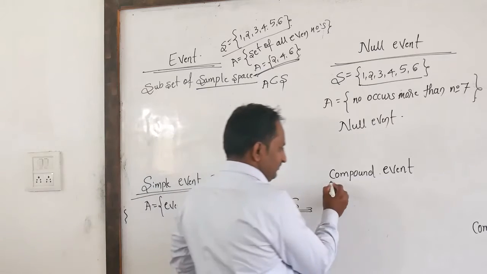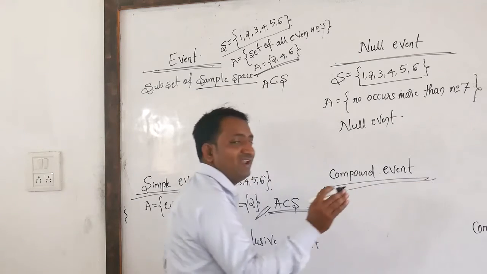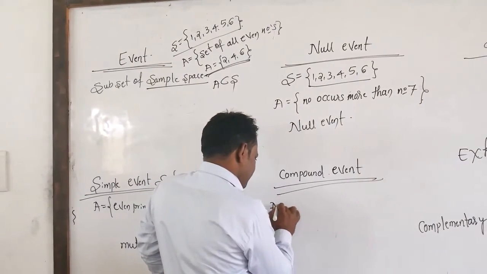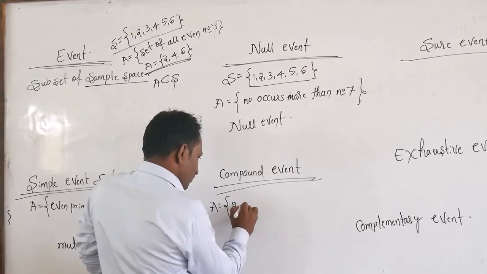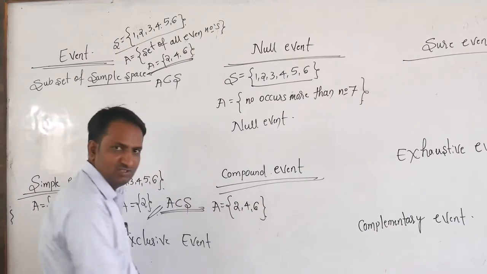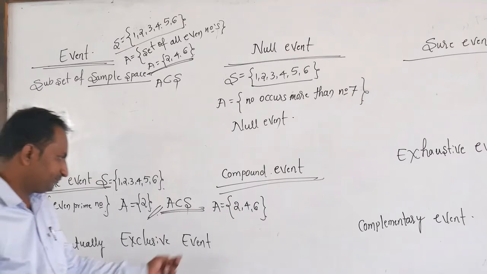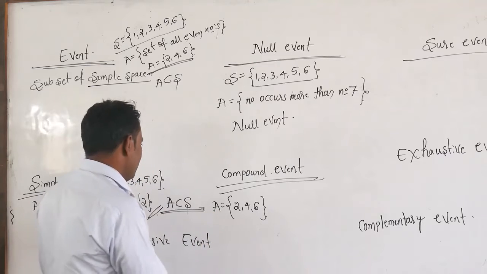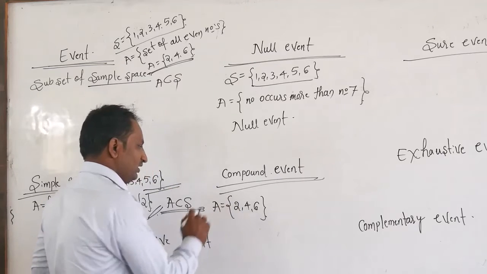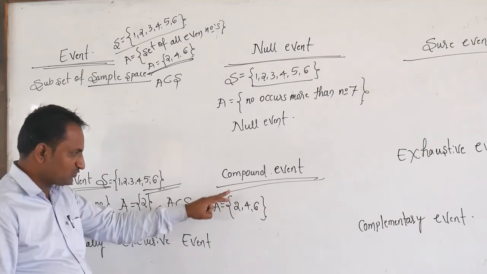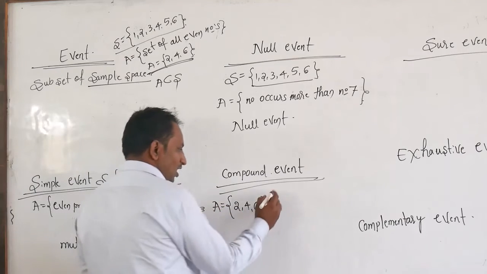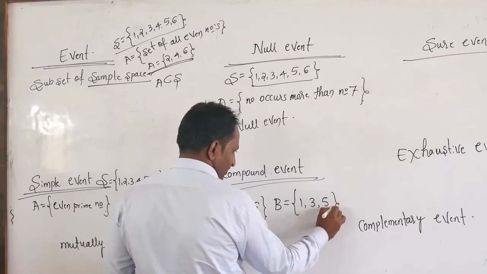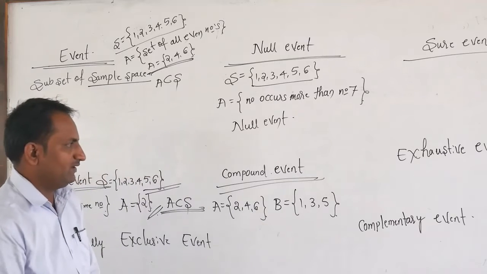Compound event means an event with more than one term occurring, that is even number occurring. Here A is even number: 2, 4, 6. These are the numbers belonging to this term. Here it is a compound event. If an odd number occurs, that is B is equal to 1, 3, 5. Here these are compound events.